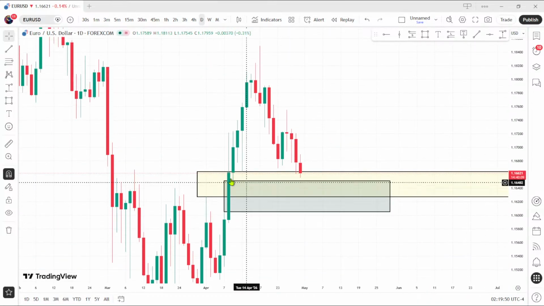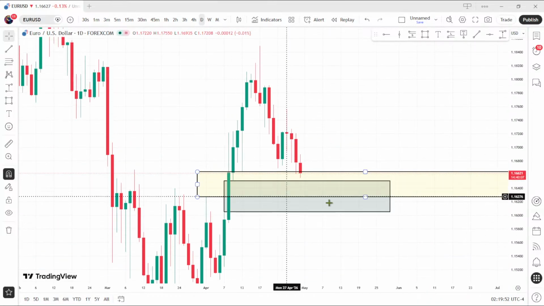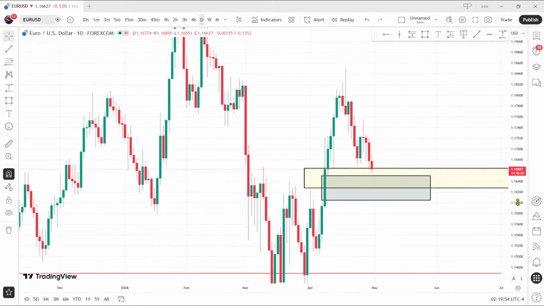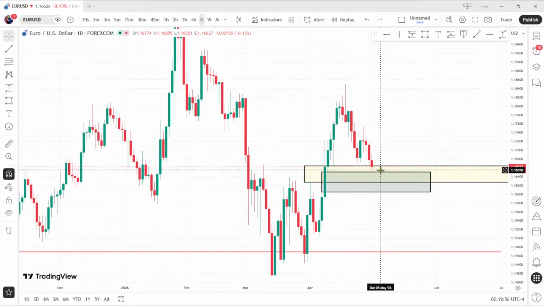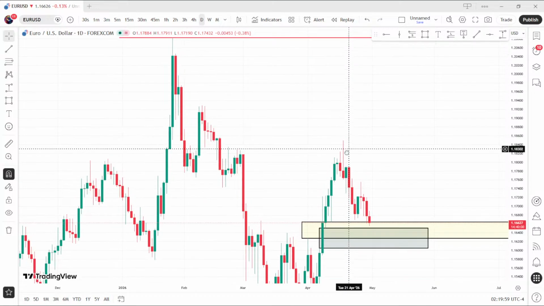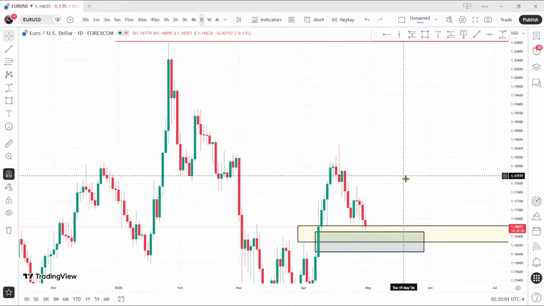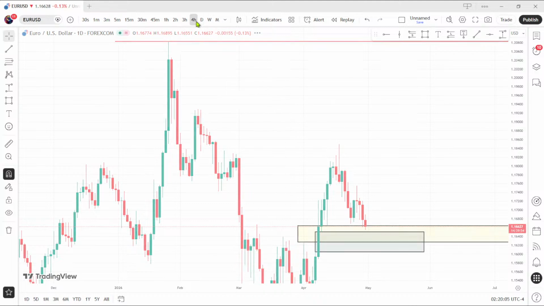I was expecting price, if it will touch this daily fair value gap, that I will want to see price rallying up higher to these highs, and up to these highs, and up to these highs, to this high. Let's look at 4 hour.